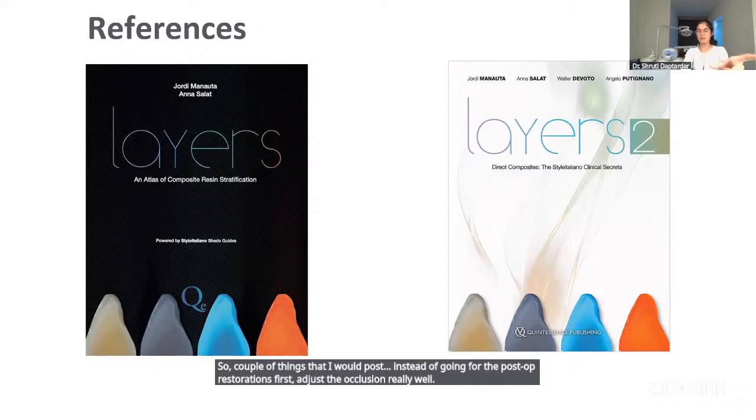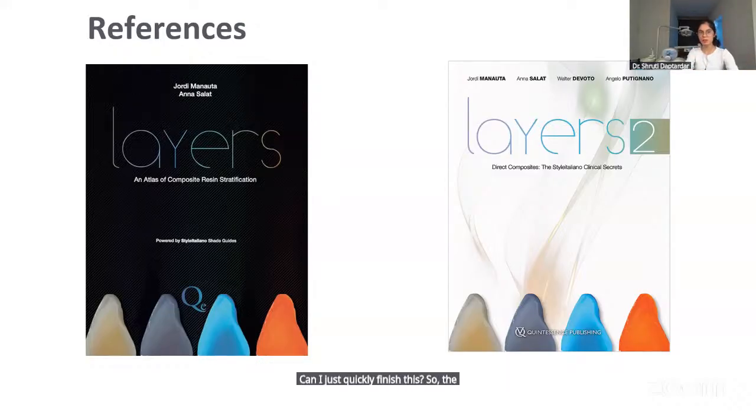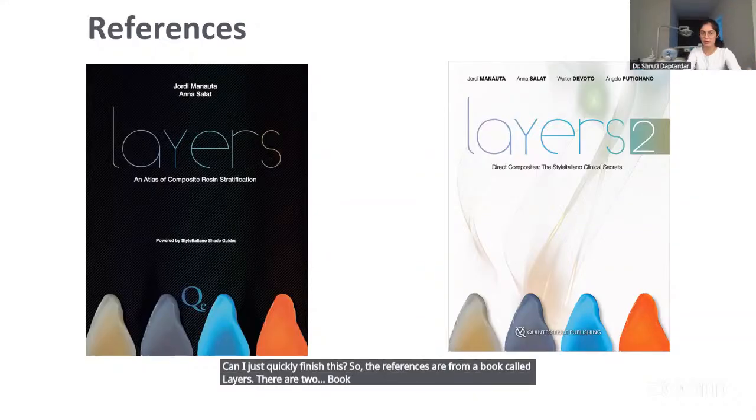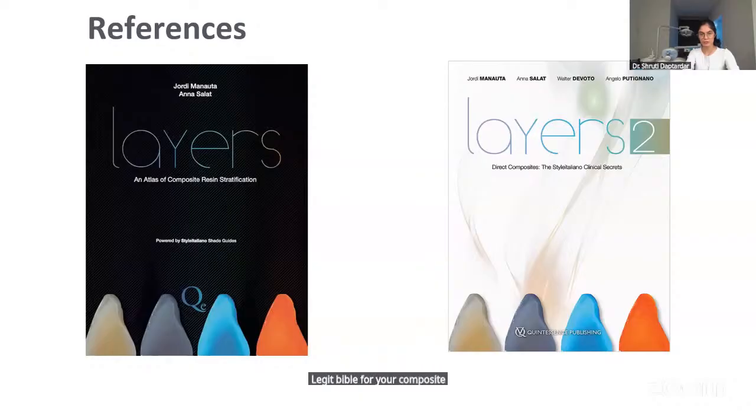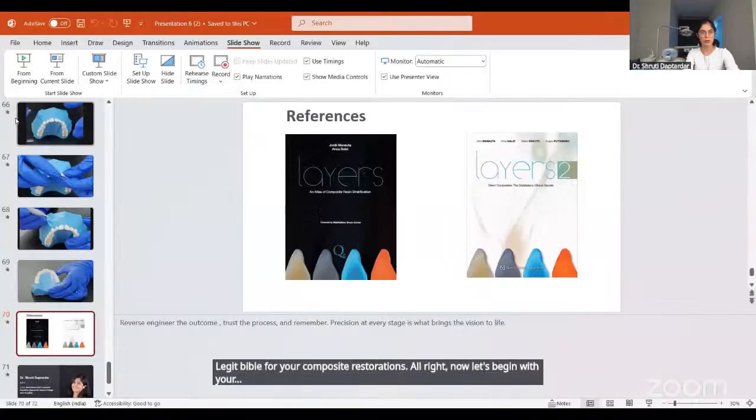Can I just quickly finish this? So the references are from a book called Layers. There are 2 books out in the market right now. Legit Bible for your composite restorations. All right. Now let's begin with your Q&A. Let me share my screen.